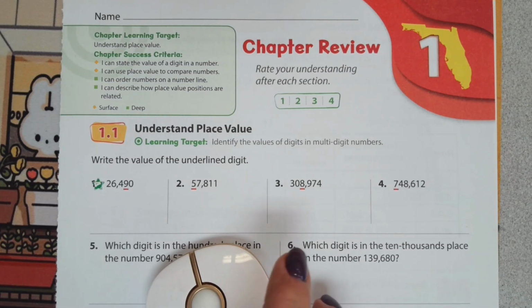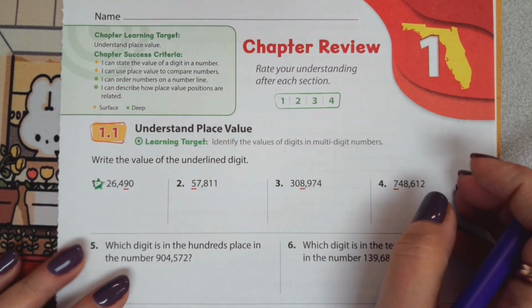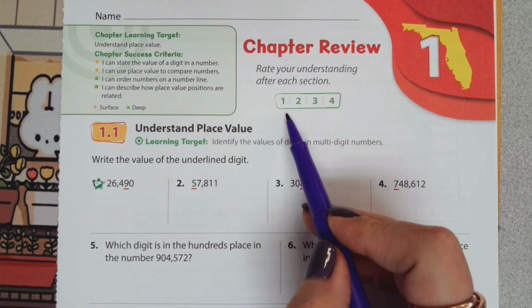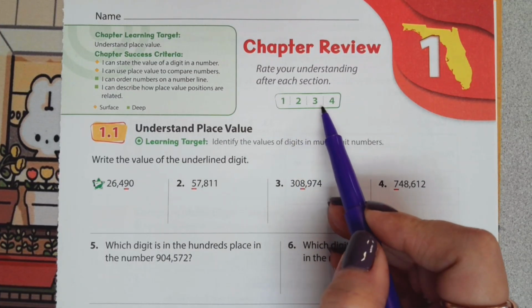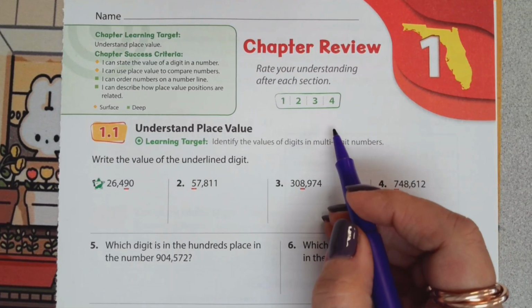Okay, so this is chapter 1 review. Our test will be on Wednesday. Okay? So as we review, boys and girls, you see how you have 1, 2, 3, 4? You're going to rate yourself on how well you know that section, okay?